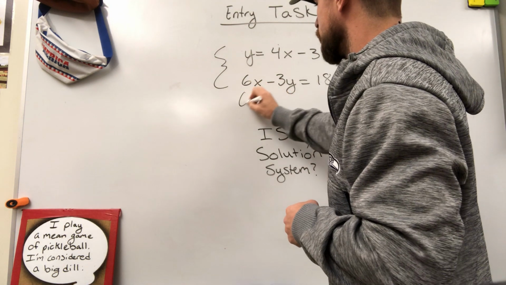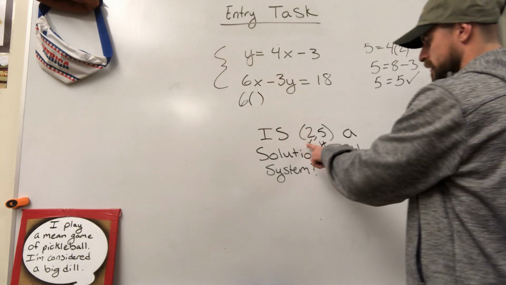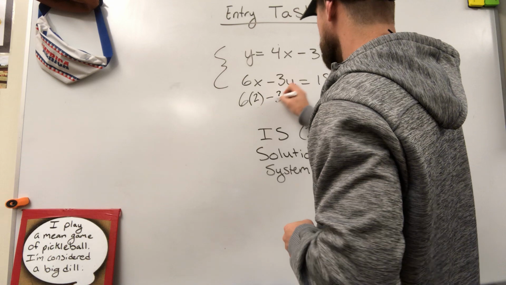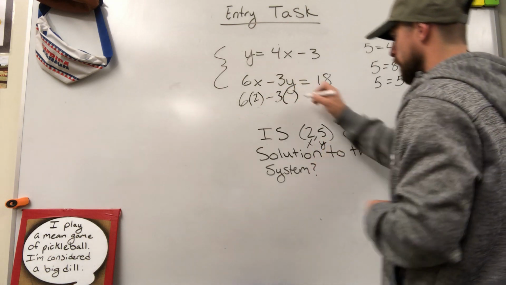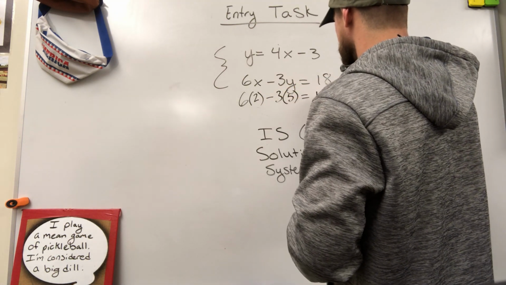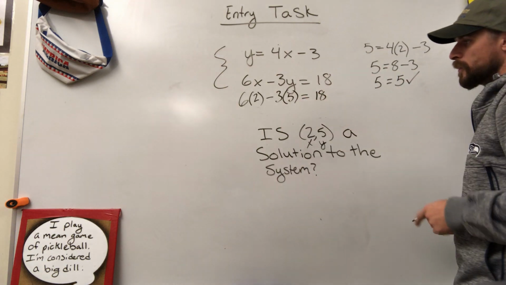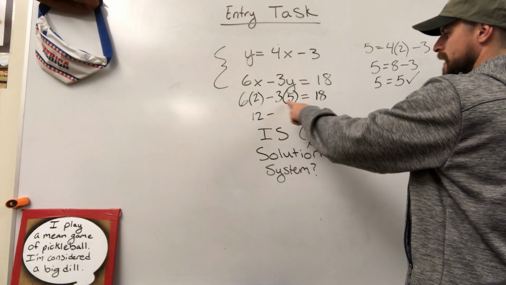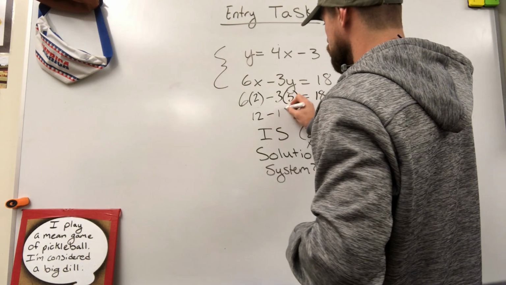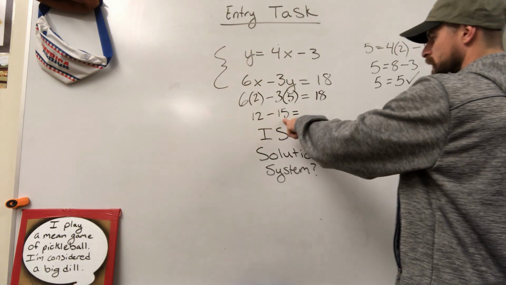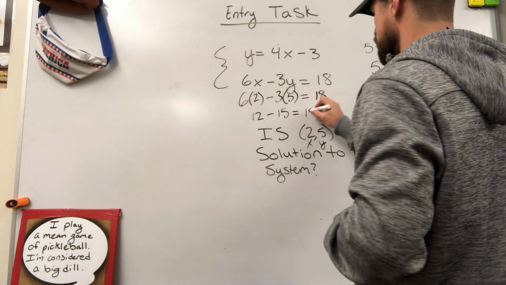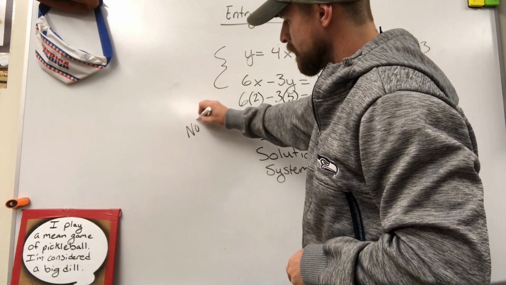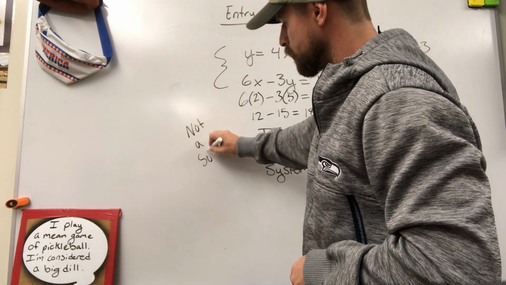Now, instead of 6 times x, I'm going to say 6 times the value of x, which we're just going to steal from the ordered pair, which is 2, minus 3 times y, which is a 5, equals 18. And we need to check to see if this is true. 6 times 2 gives me 12. A negative 3 times a 5 would give me a negative 15. And 12 minus 15 does not equal 18. That is not true. Therefore, this is not a solution.